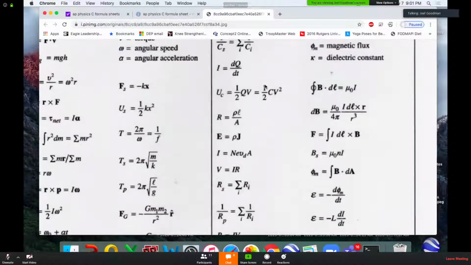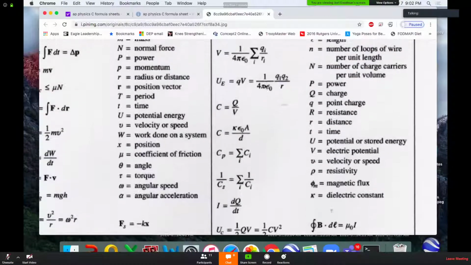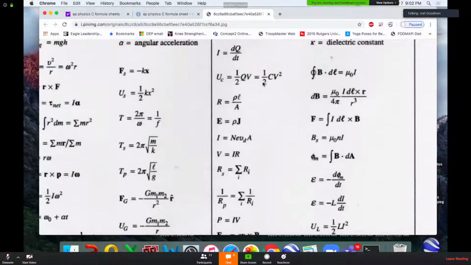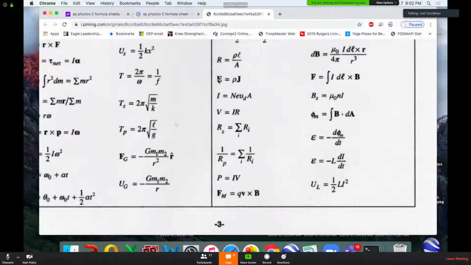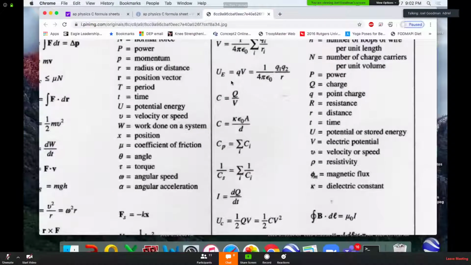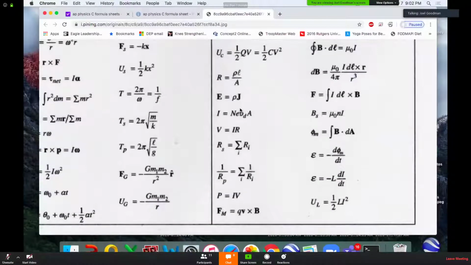Damn it, what is that? That's not... Do they have J here? Current density, holy smokes. You know what? I don't know. I don't remember seeing this one. We'll worry about it another time. That's the electric field.